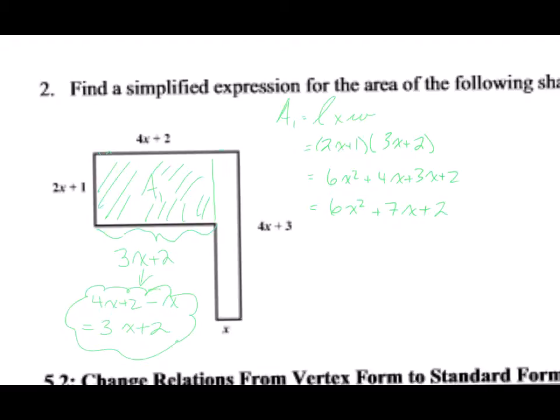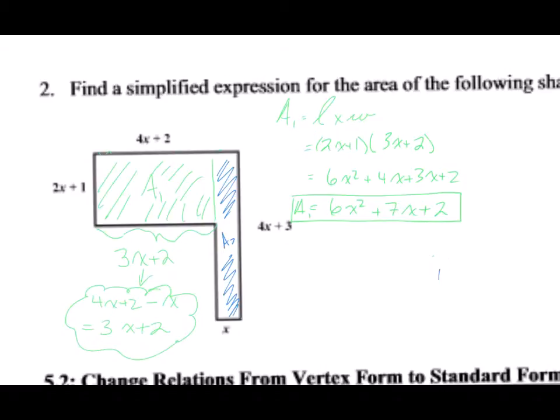And now we're left with A1 equaling 6x squared plus 7x plus 2, and we're just going to highlight that. Now we're going to identify the second area that we need to add in order to get our final area. I'm going to call that A2, and that's going to be in blue.